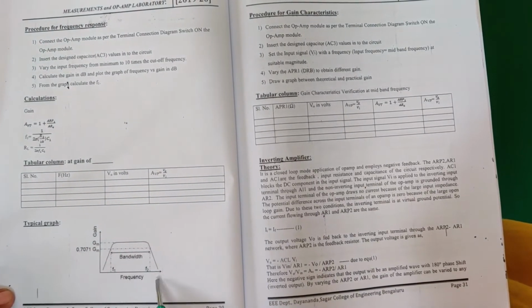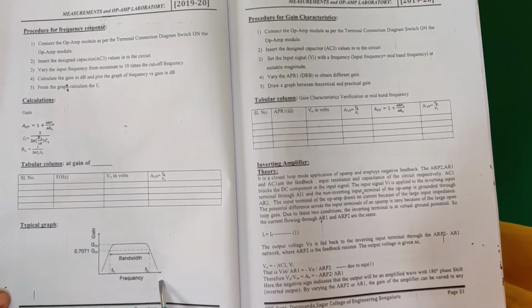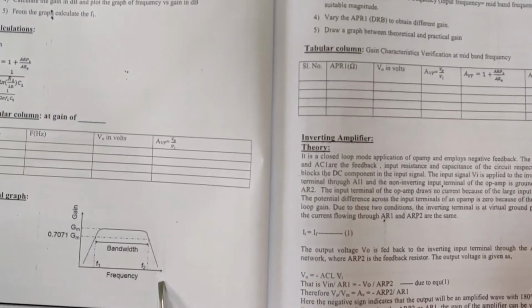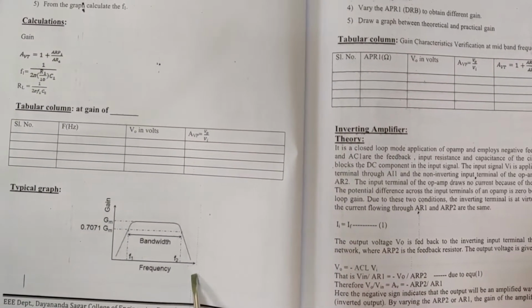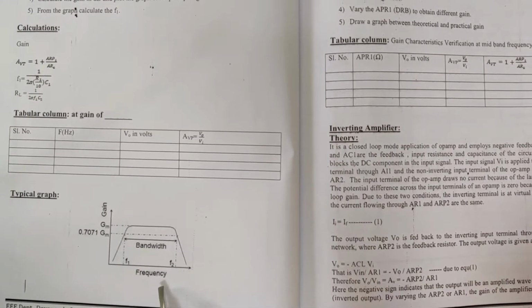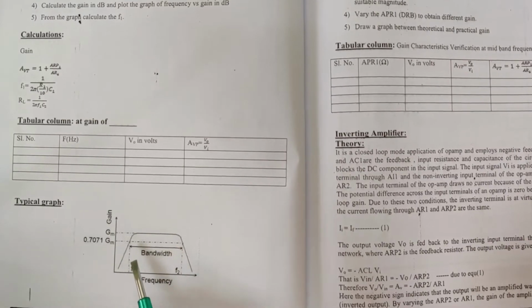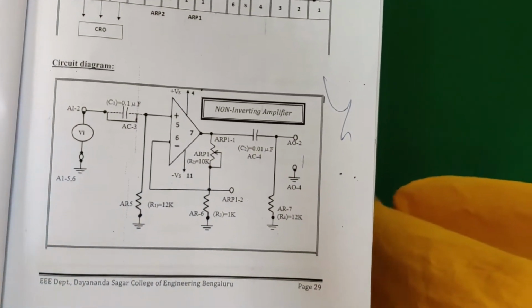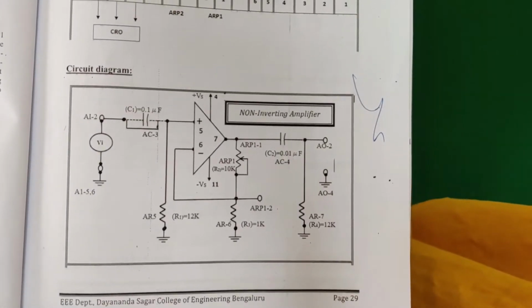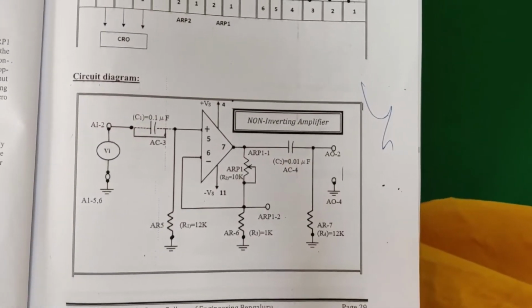And this is your expected graph which you are supposed to plot after the conduction of this experiment. This graph has to be plotted in the semi-log graph sheet like how you have done in your ADC lab. So now we'll start with the connections of this particular experiment.